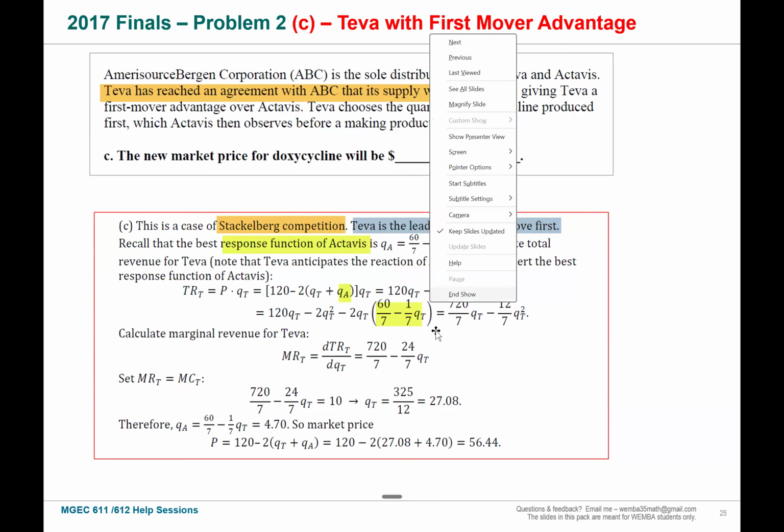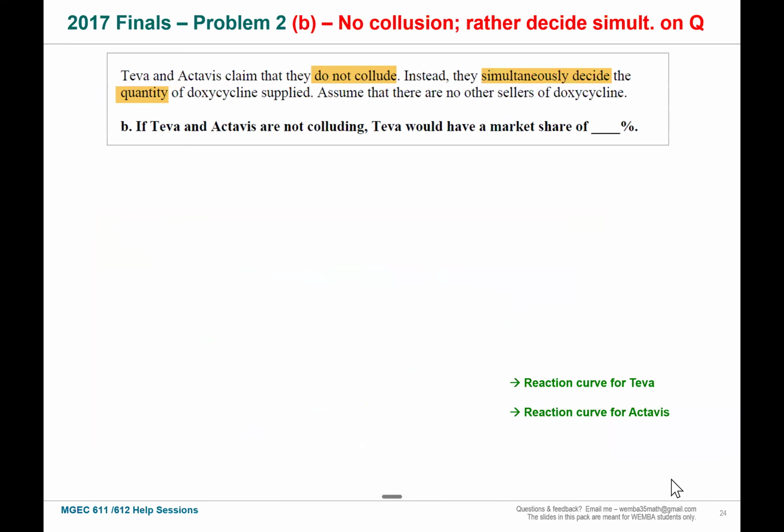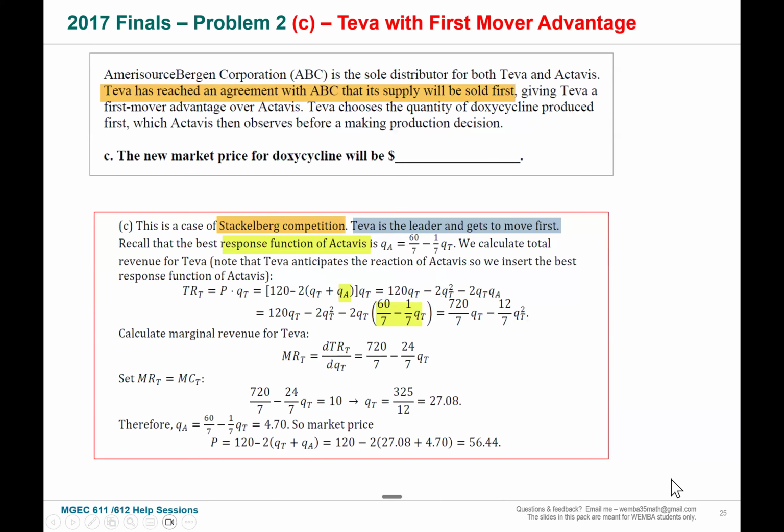Where is my previous page? Previous page here. If you look at the Actavis function, it's QA is 60/7 minus 1/7 QT. So I can write this directly from the previous example. I save like 2 minutes. And then I try to figure out the reaction curve for the leading firm, in this case, Teva.